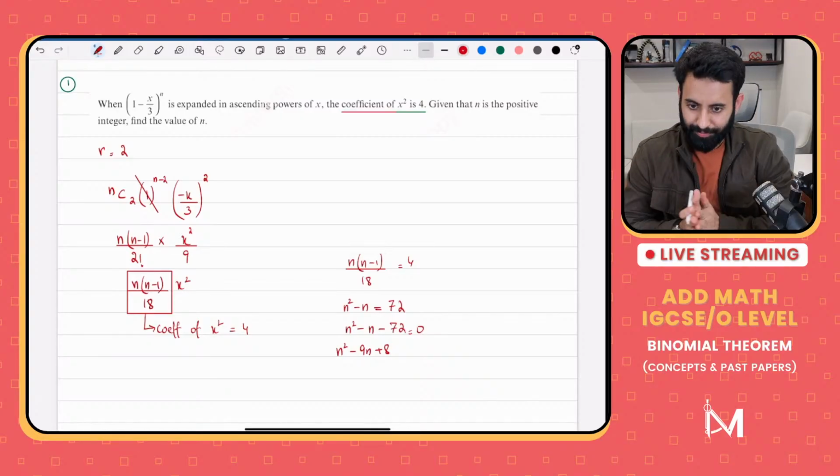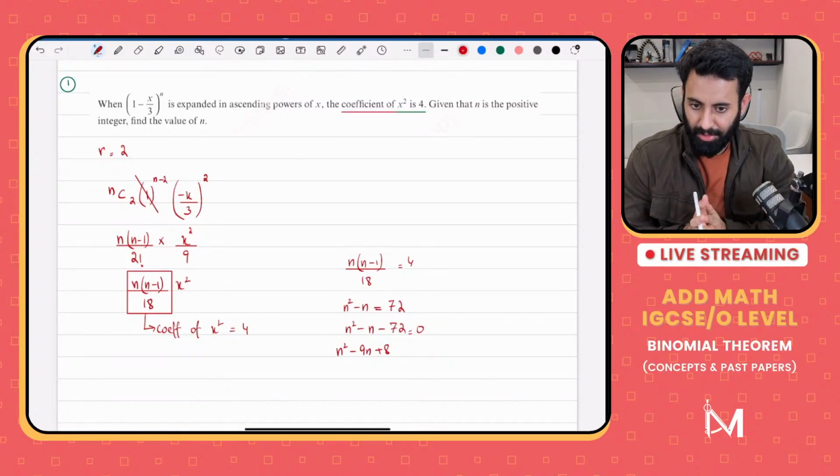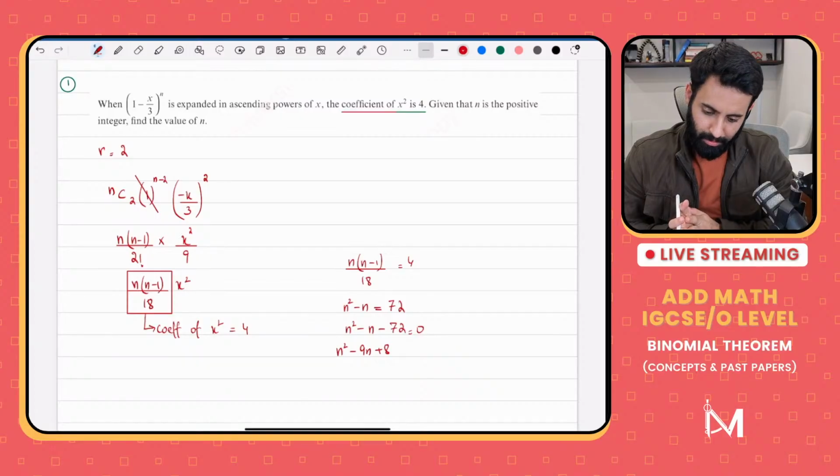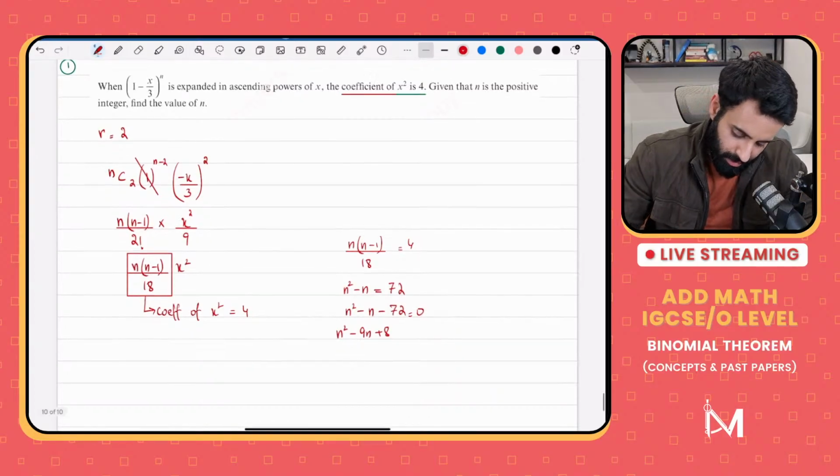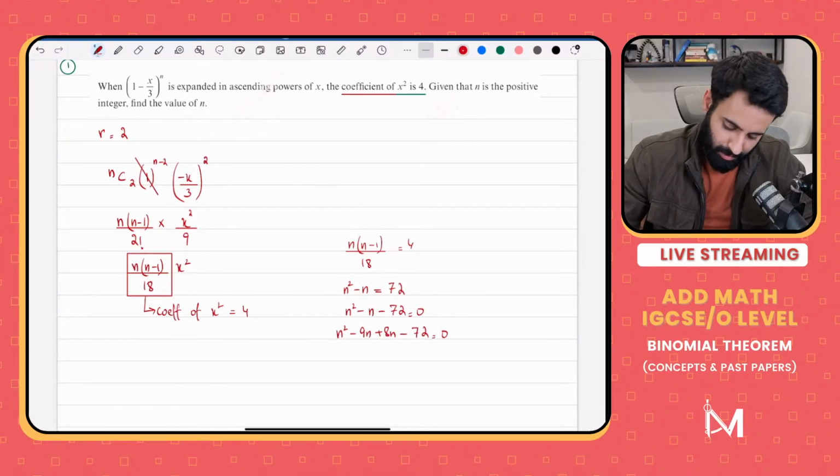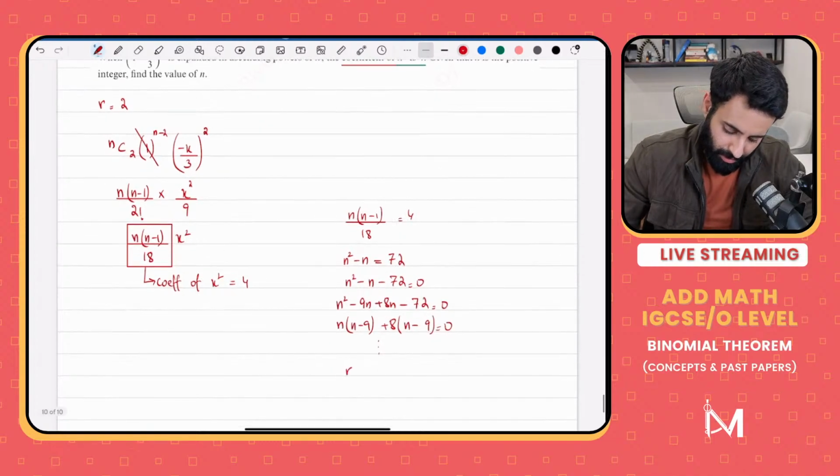Yeah, so if it was x power 3, how would we have done it? Then the value of r would be 3. So minus 9n plus 8n minus 72 equals 0, which means n into n minus 9 plus 8 into n minus 9 equals 0. I'm going to skip a few steps. The value of n will be either equal to 9 or minus 8.